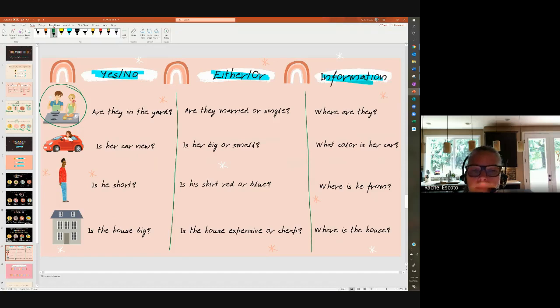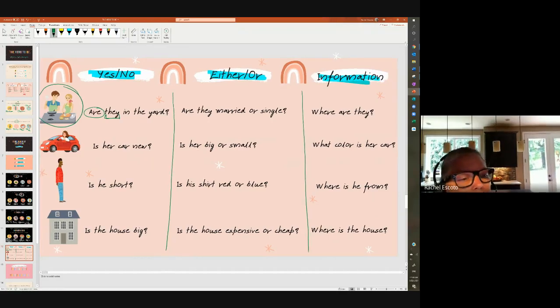So we make our question. What you need to remember is that with questions, we start with the verb and then we add our subject, right? Are they in the yard? This is a yes, no question. What is the answer? No. They are not. Our answer is negative, right?